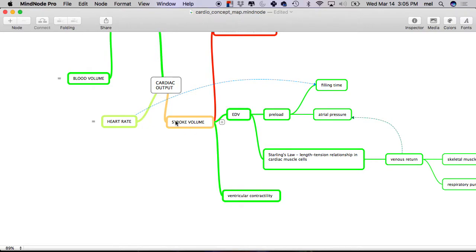Got it? Yeah, it's the volume, right? Starling's Law has to do with volume. Ventricular contractility does not have to do with volume. Ventricular contractility holds the volume constant. Okay? Got it? Okay, so the three factors, go ahead.